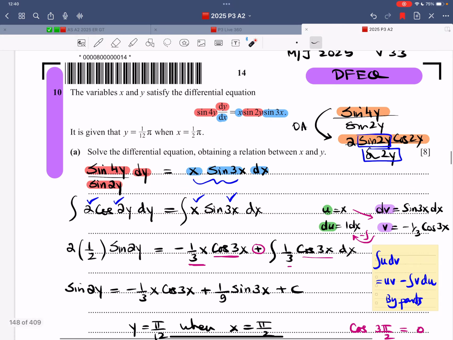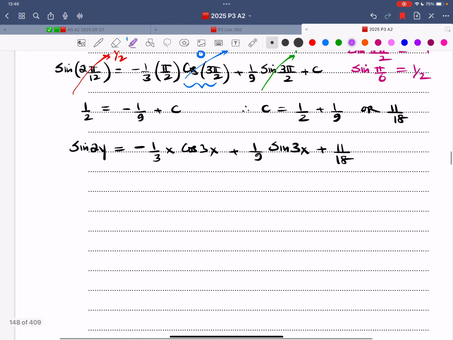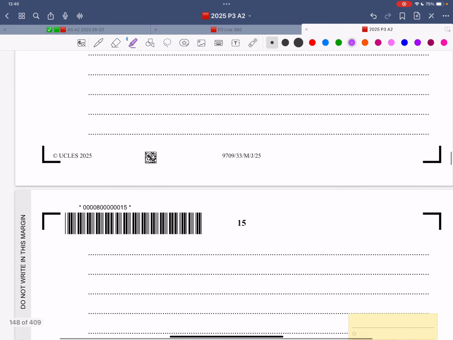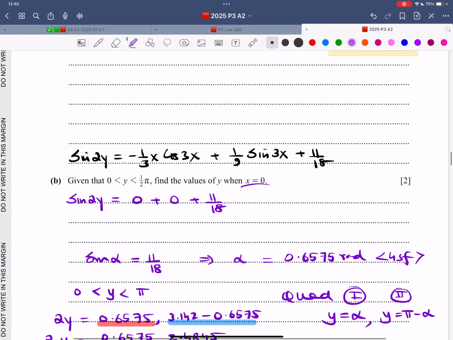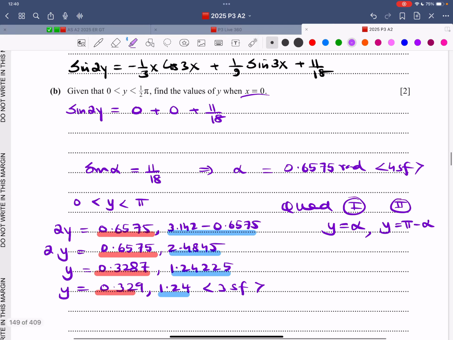So again, it's not asking us to form an equation or make y the subject. It's just asking a relation between x and y. So yes, it's a relation between x and y. It's an equation. It's a particular solution with the constant c found. So now the next part, it says, given that y lies between 0 and pi by 2, find the values of y when x is 0.